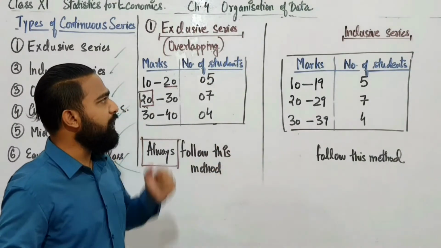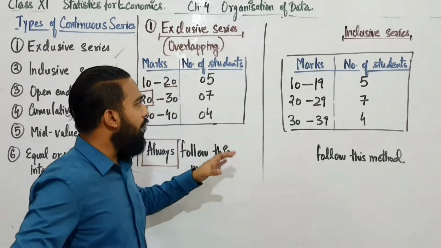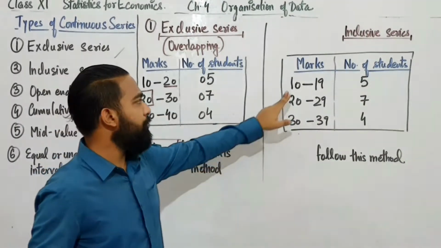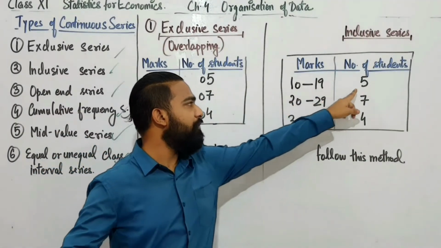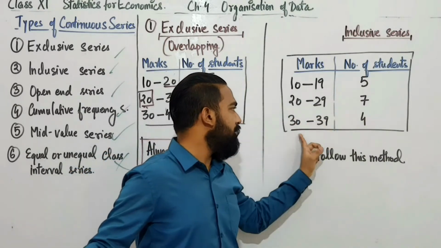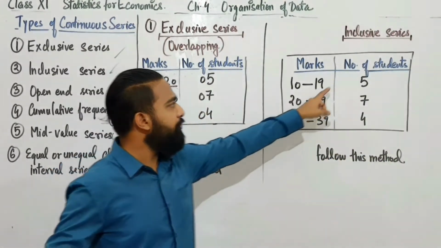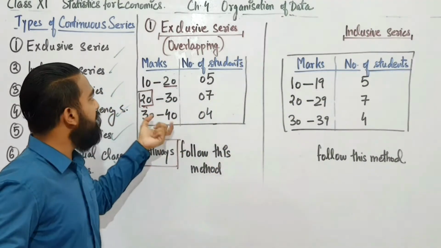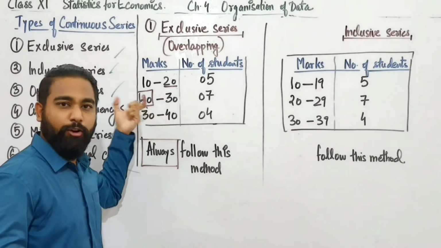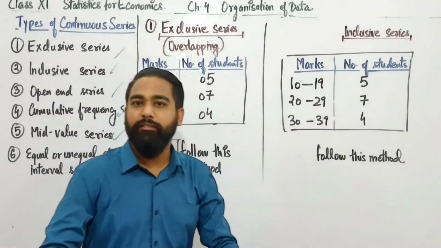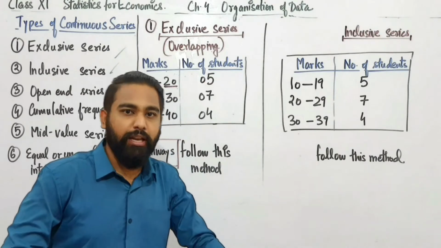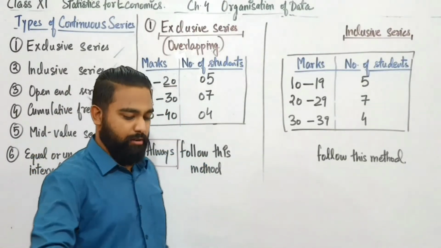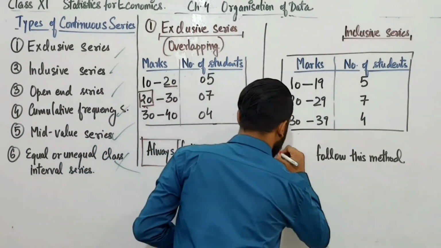Fine. Now this is the inclusive series. There is no overlapping. Students who have got 10 to 19 are 5, 20 to 29 are 7, 30 to 39 are 4. So see, the frequency is the same, but the writing style is different. Here the class intervals are overlapping, and here they are not overlapping. Is that clear?